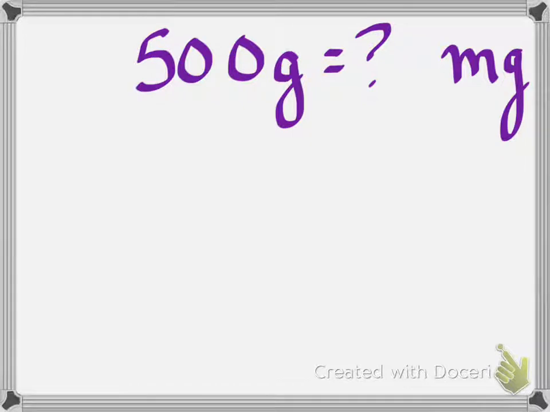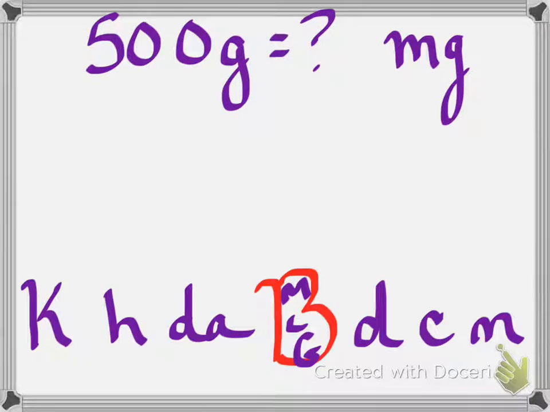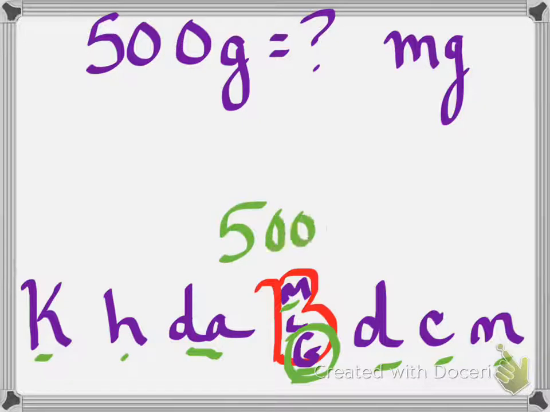We have 500 grams equals however many milligrams. The first thing you need to do is think, what do I need to write down? It's the Kernersville has dangerous ballet dancers carrying monkeys. So we're looking at 500 grams. So we circle the G to remind us that it's grams. We're talking about weight, and we write 500 above it. And then we're looking for the mg, milligrams.